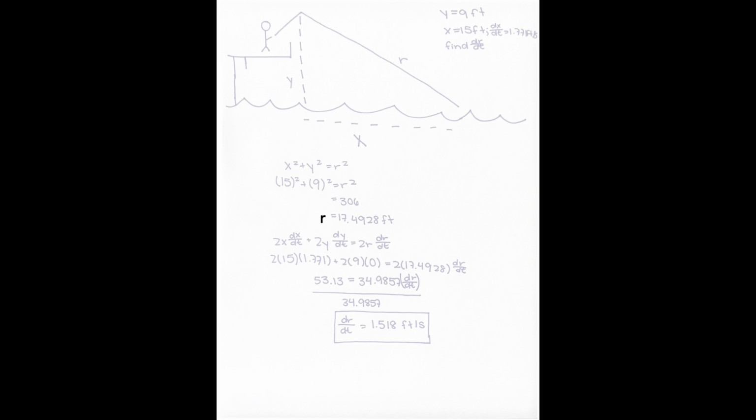Then we would implicitly differentiate Pythagoras' theorem to get 2x times dx/dt plus 2y times dy/dt equals 2r times dr/dt. We would plug in the values solved from the prior equation to get 2 times 15 times 1.771 plus 2 times 9 times 0 equals 2 times 17.4928 times dr/dt. Then you would divide both sides by 34.9857 to get dr/dt equals 1.518 feet per second.